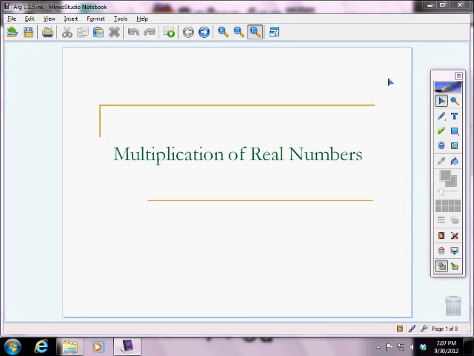Let's talk about multiplication of real numbers. Hopefully, after going through this, what you'll realize is that the multiplication of real numbers is basically like any multiplication you've done before. But what you'll see is that we're going to spend a lot more time focusing on variables and negative numbers. But the rules really don't change.